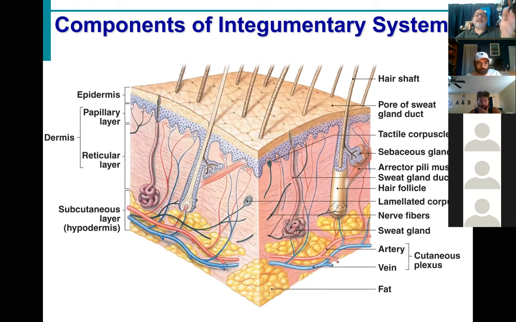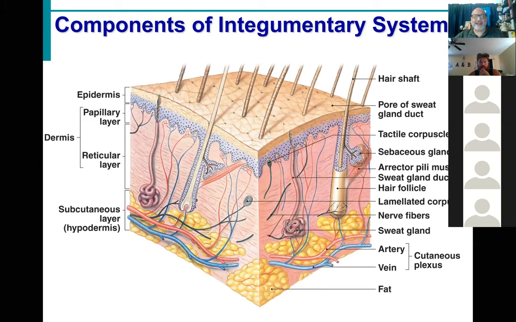All righty. Let's talk about the layers of the skin. The components of the integumentary system. Here we see the picture of it, and here we see the main components of the skin, and those are the epidermis and the dermis. Those are the two main components of the skin. We'll talk about those general layers. And then each general layer is going to have specific layers associated with them as well.